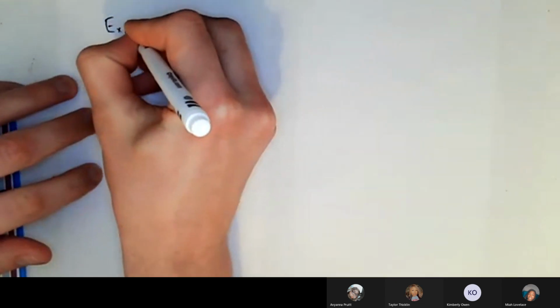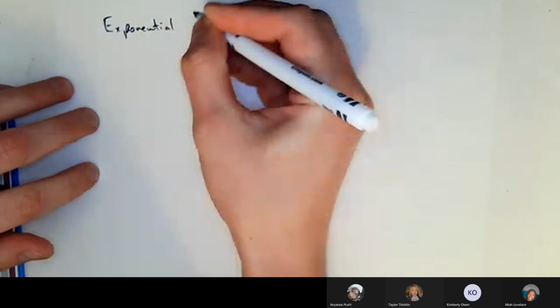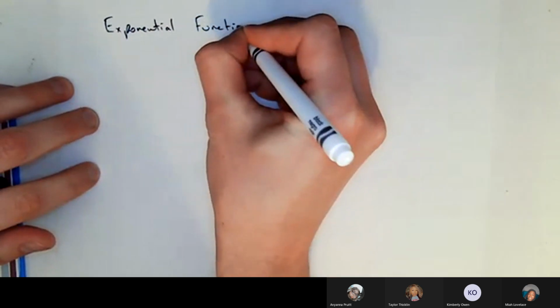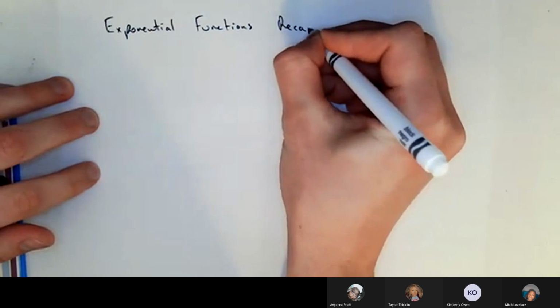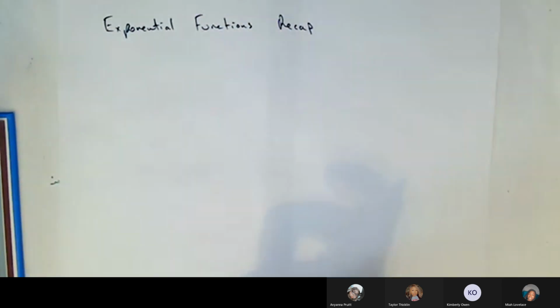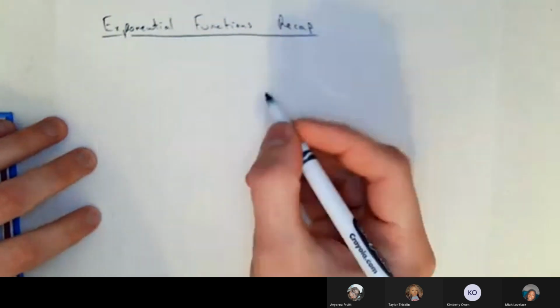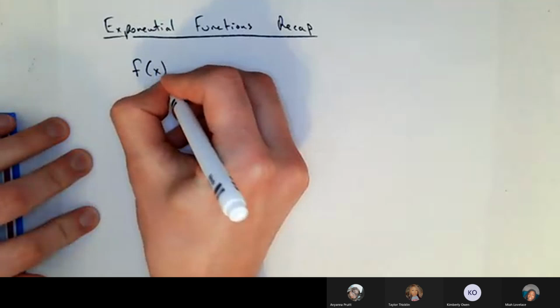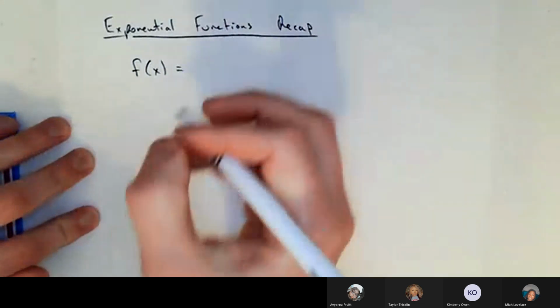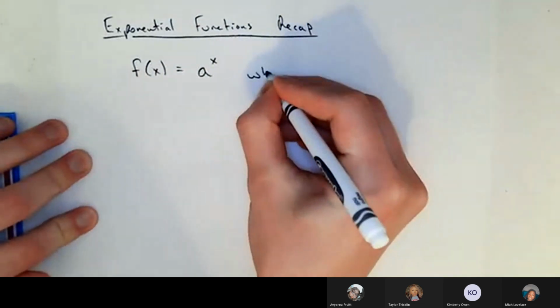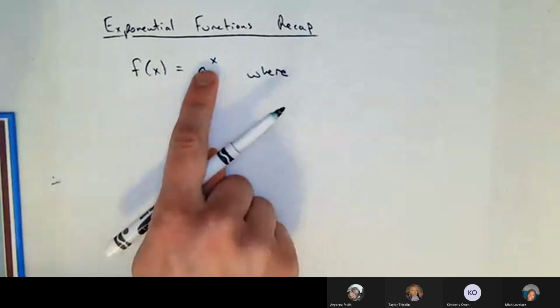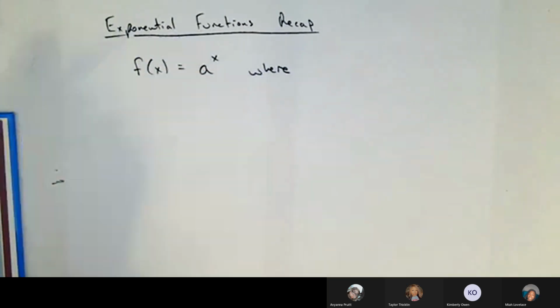We looked at what they look like algebraically. They look like f of x, some generic function name, equals a to the x. The point is that the independent variable is in the exponent position. The part that's varying is up in the exponent position. That's what makes this different from a polynomial function.